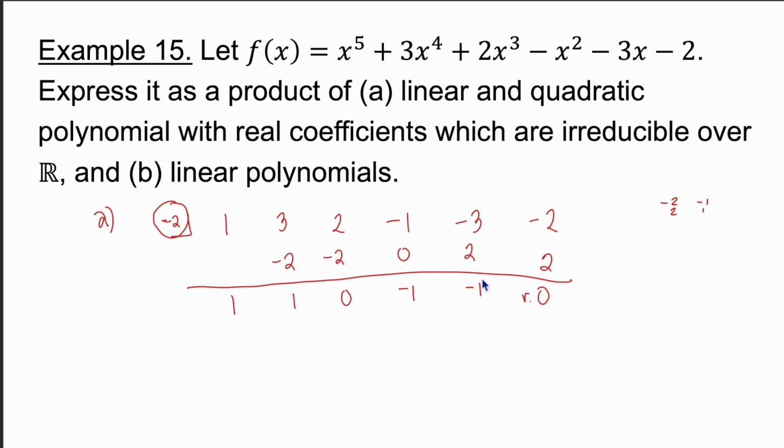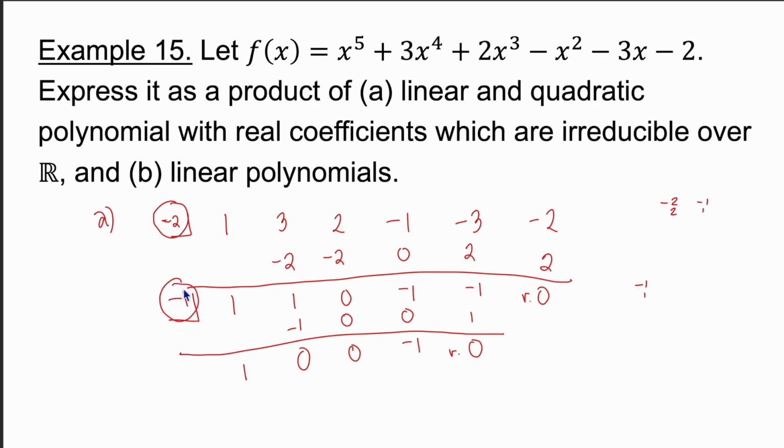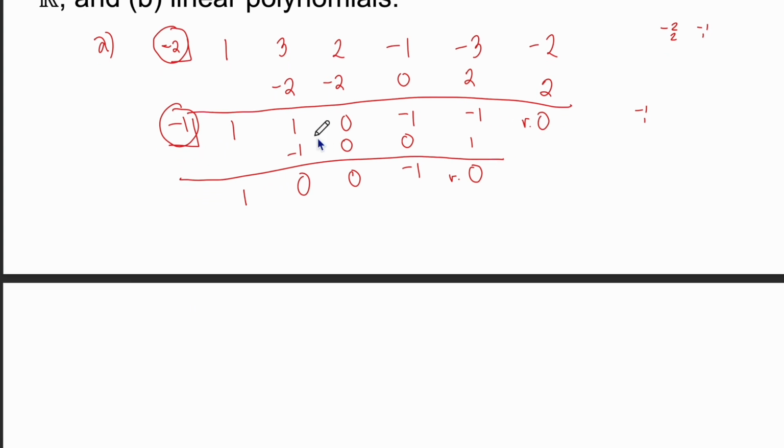Okay? Next, negative 1 na lang. Ituloy natin. So, negative 1 and 1 na lang ang possible. Let's say negative 1. So, we have 1, negative 1, 0, 0, 0, 0, negative 1, positive 1, 0. Since the remainder is 0, ibig sabihin, pwede. 0 niya si negative 1. Then, ituloy natin. Try naman natin yung 1. So, we have 1, 1, 1, 1, 0. So, the remainder is 0. So, pwede din si 1.